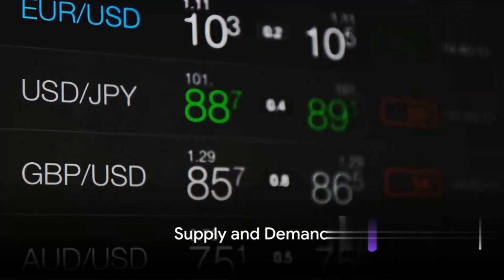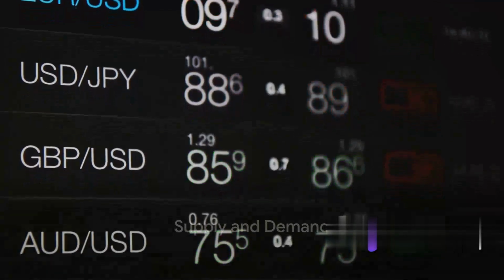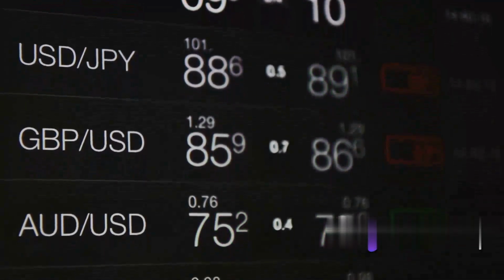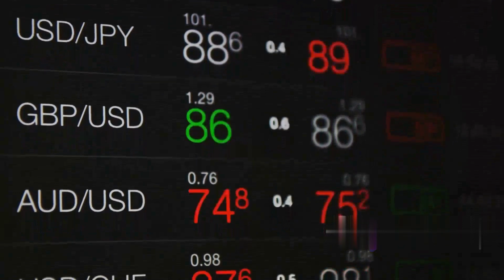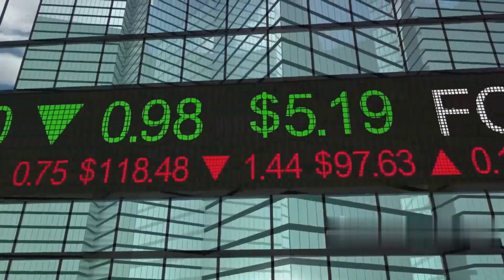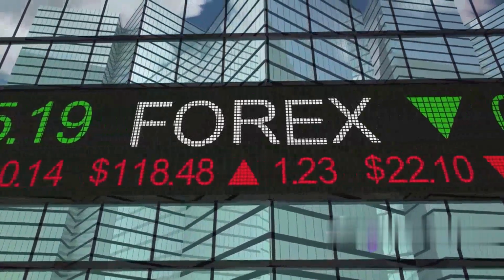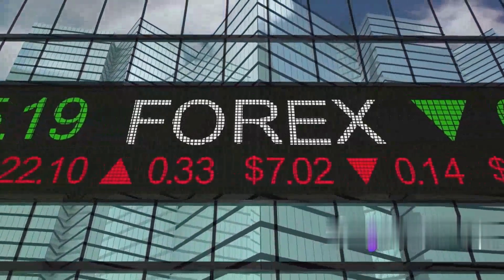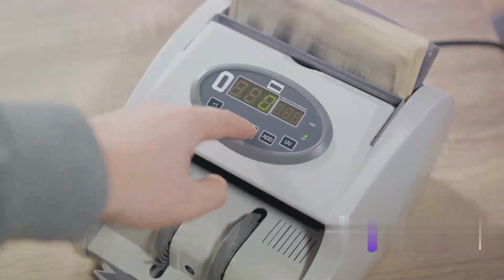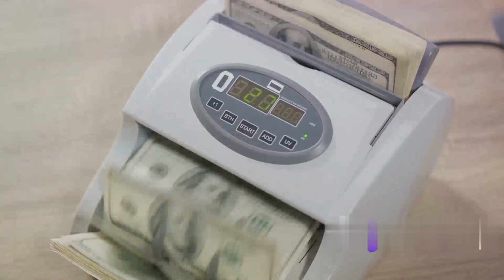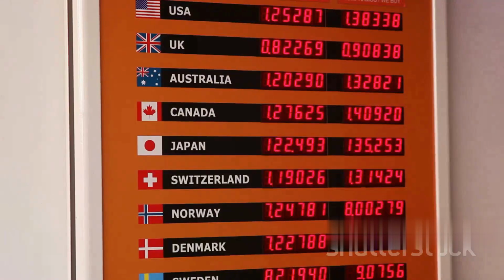Firstly, let's consider the fundamental economic principle of supply and demand. This principle is as relevant to currencies as it is to apples or cars. Imagine a situation where the demand for a particular currency is high, perhaps because that country's goods or investments are particularly appealing. In such a case, the value of that currency is likely to rise. This is because people are willing to pay more of their own currency to get hold of it.